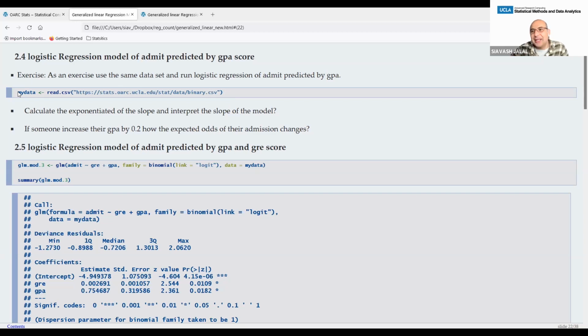There is no package you need to download for running this exercise. You can just run this code, you get my data, the function is GLM, you can copy paste and change it to GPA score, and then calculate the exponentiate of the slope and interpret the result, and then answer this question. If someone increases their GPA by 0.20, how do the expected odds of their admission change?